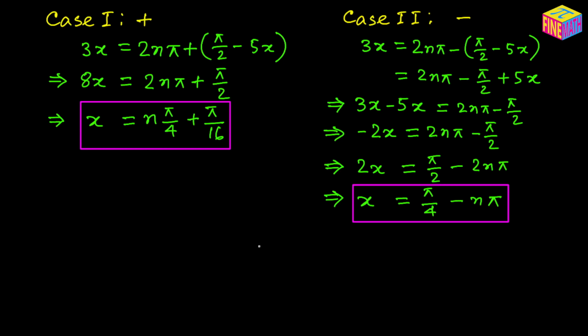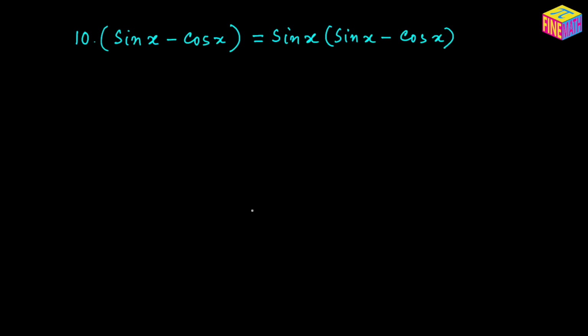I hope things are making sense so far, and we're going to take one last example here. Let's suppose we have a trigonometric equation like this: 10 times sine of x minus cosine of x is equal to sine of x times sine of x minus cosine of x.